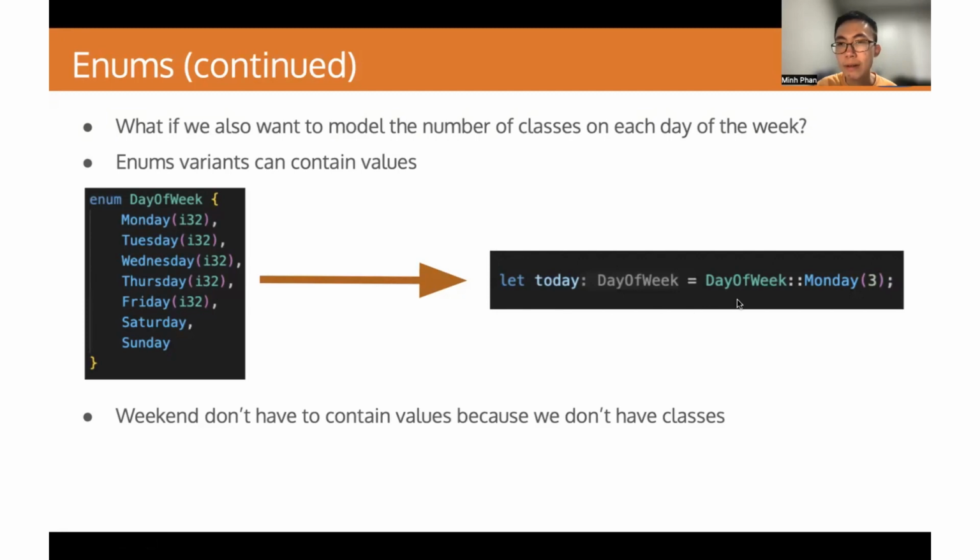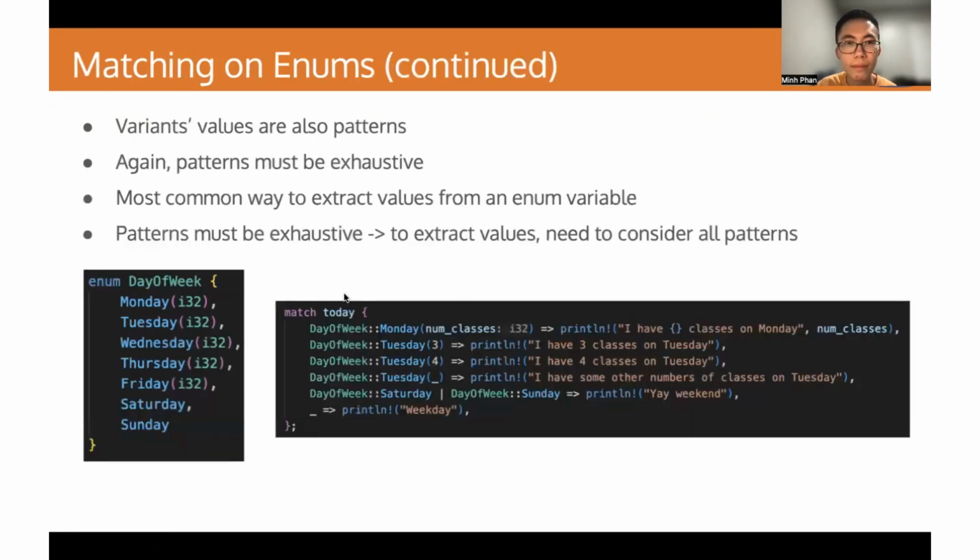And how do we declare an enum containing a value? It's very similar to the syntax from earlier. We just do equal to DayOfWeek, colon, the variant, and then we put parentheses with a value inside of that. And the values of the variants are also patterns. Again, patterns must be exhaustive. That means you also have to check all values of the pattern too.